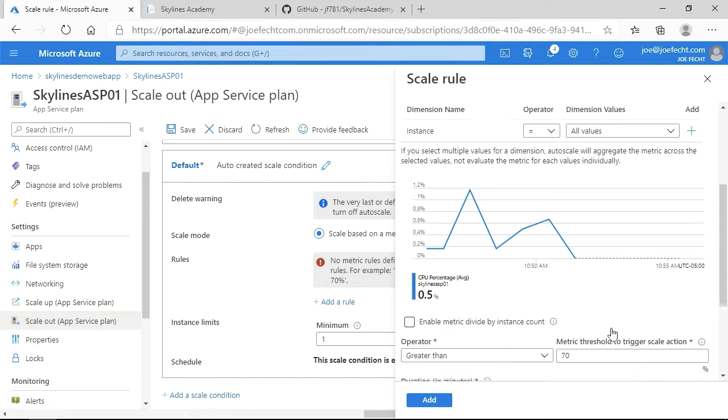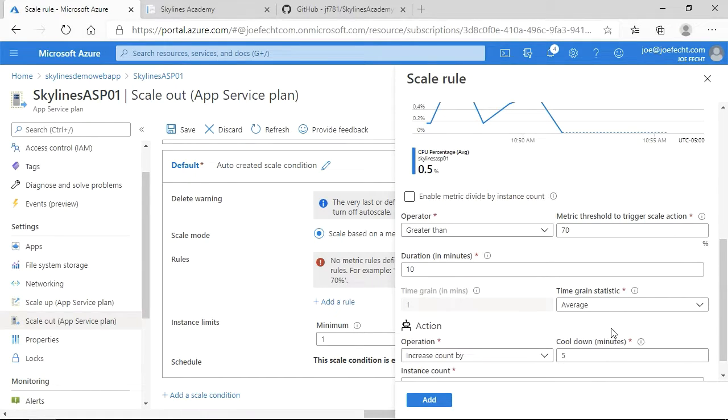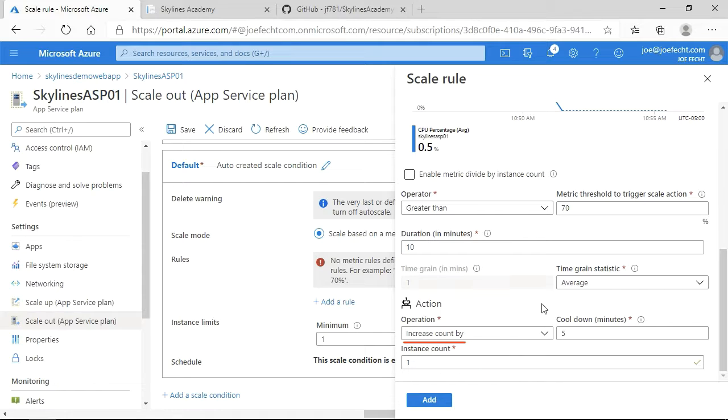If we scroll down now, you can see where we get into the operator, or basically where we set those thresholds. So what we're saying in this instance is if the CPU utilization is greater than 70% over a 10-minute period, we're going to increase the count by 1, and we're going to give it a 5-minute cooldown period. So essentially, if our CPU threshold is above 70% over 10 minutes, we're going to increase the instance count by 1, and then we're going to wait 5 minutes.